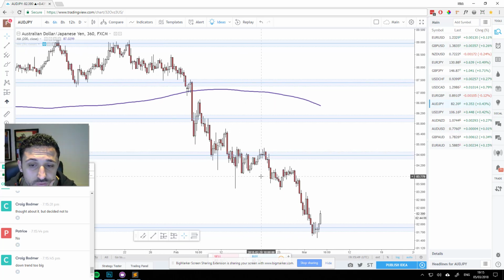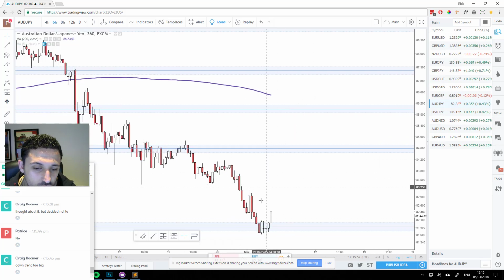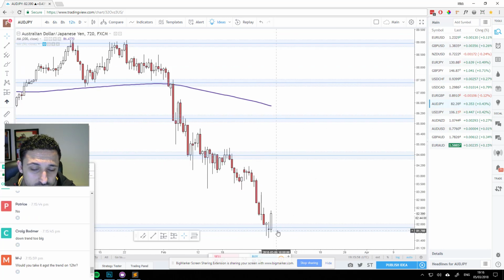Yeah, it is a pretty significant downtrend. You'd be trading against a pretty strong trend. It would definitely be a trade where you're going for a relatively small target. Definitely not a big target on this one.